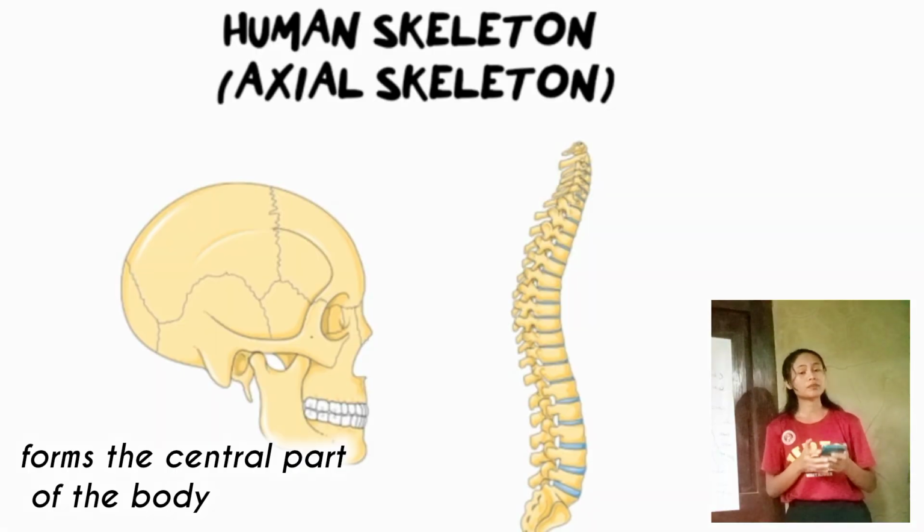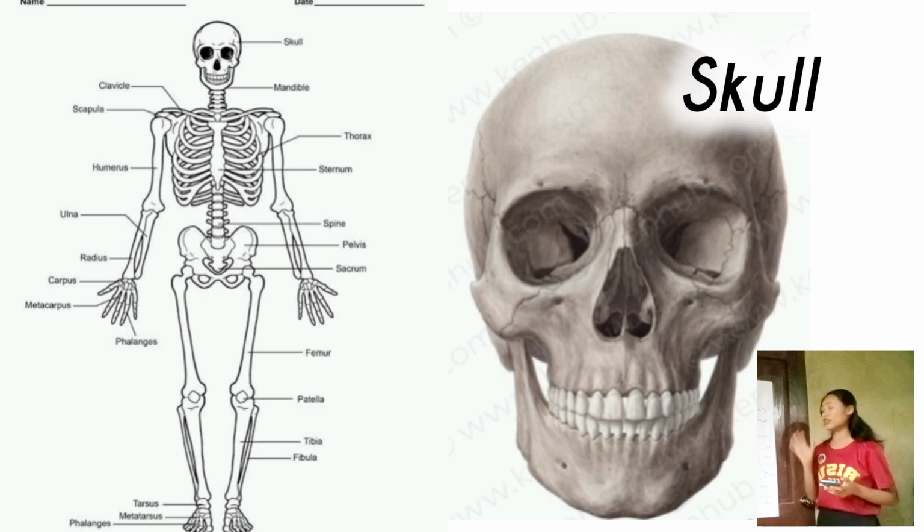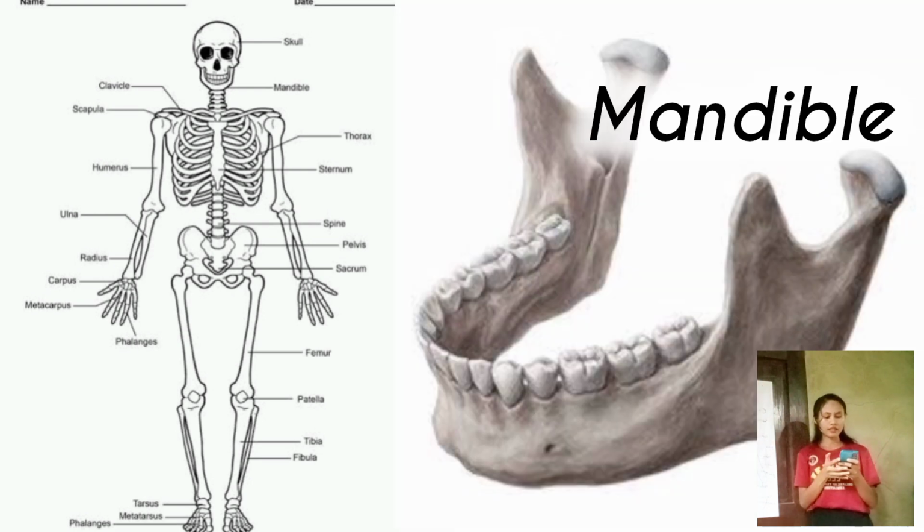Okay, so first, the axial skeleton. This forms the central part of our body. So let's begin with the skull. So here, this is the skull. The skull protects our brain and supports the shape of our face. Next is the mandible. Here is the mandible, as you can see over there. This is our lower jaw. It helps us chew and speak.